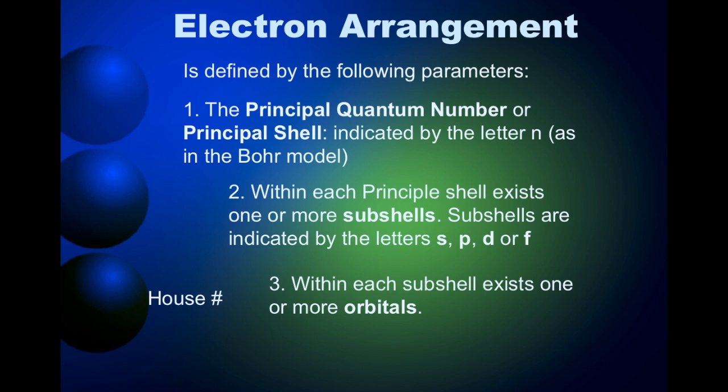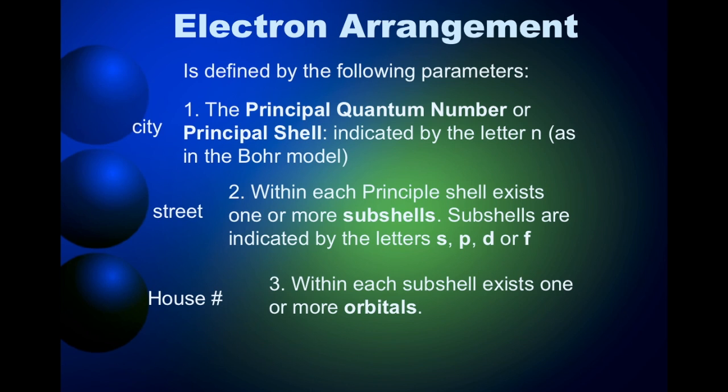So one way you can think of this is like an address. The orbital is like a house number, the house that the electrons reside in. Then we have the subshell, which is like the street, and the principal quantum number, or principal shell, is like the city. And you need all three pieces of information to find out where the electron is, right? If you have a house number, but you don't know what street, you're not going to be sure which house it's on. And likewise, if you're at 100 Main Street, you need to know which city that is in, because a lot of cities have a main street.